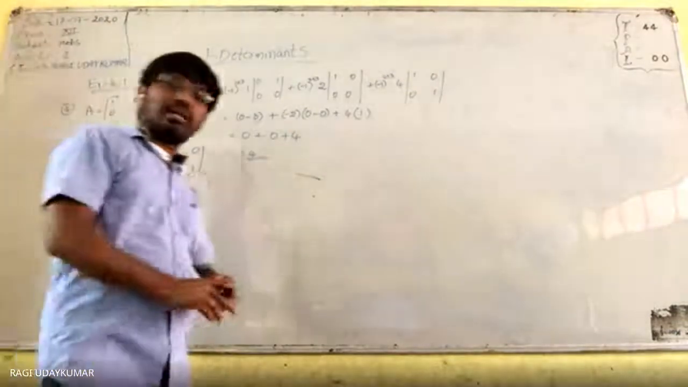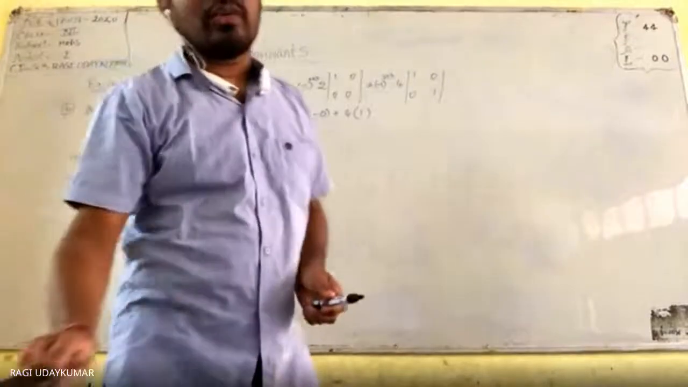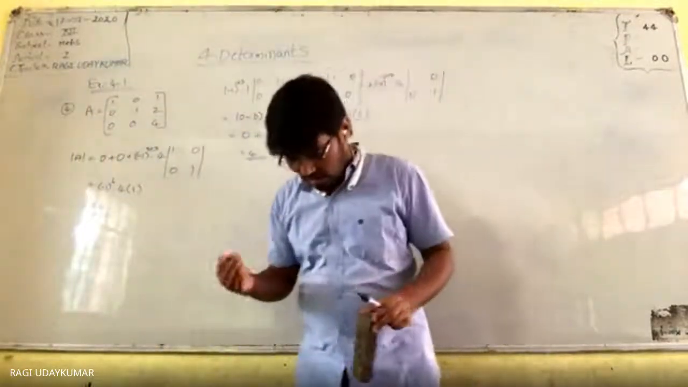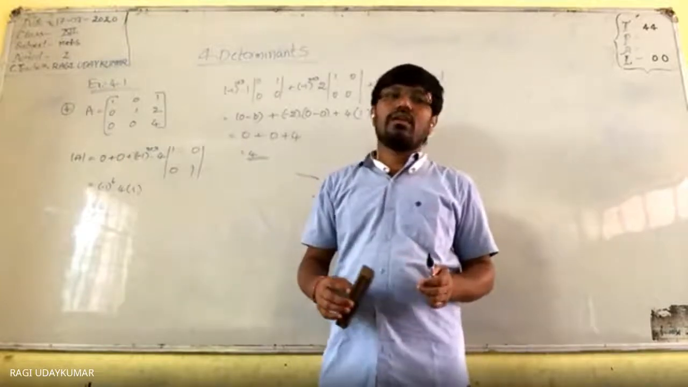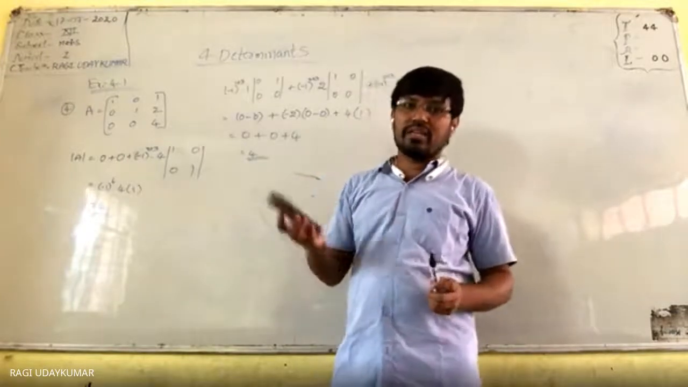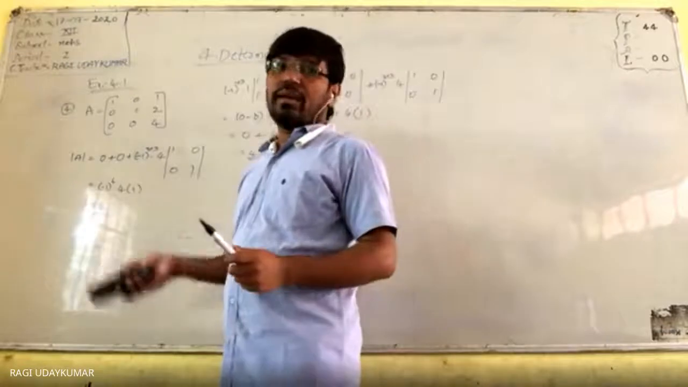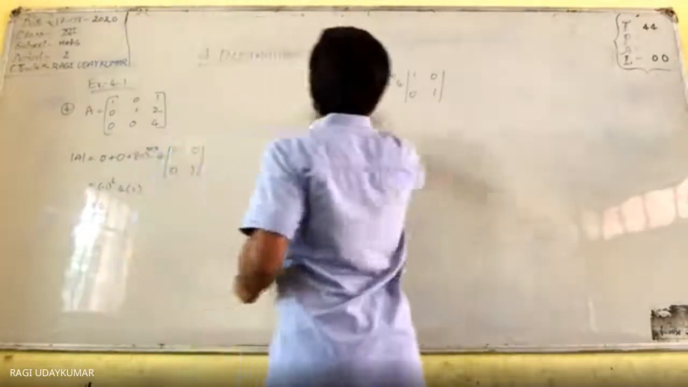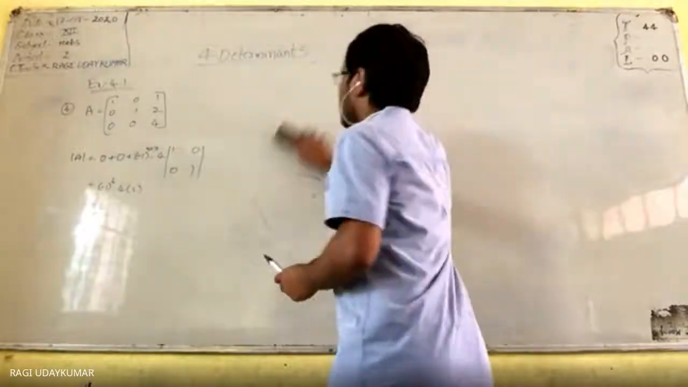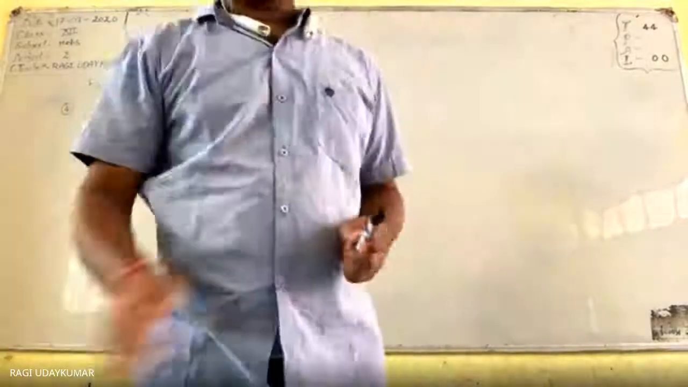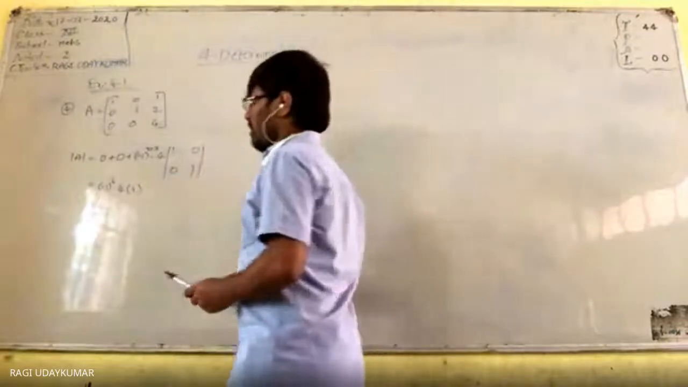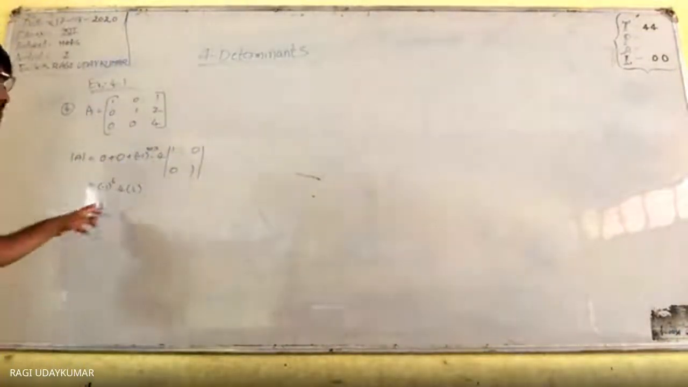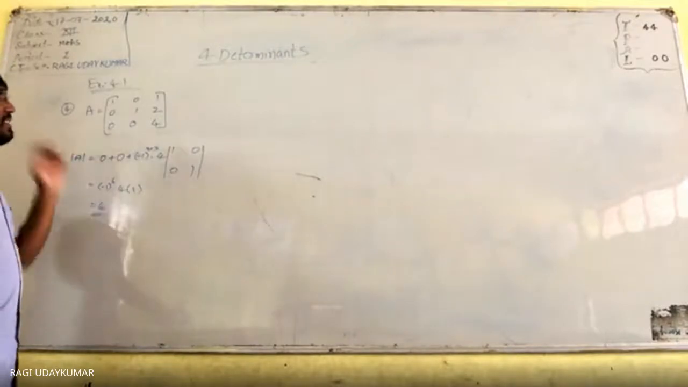Determinant is 4. Whatever row you choose, whatever column you choose, if you expand along that row or particular column, you will get the determinant of that matrix as the same value. But in this question, what is it asking you? It is asking you to prove that determinant of 3A is equal to 27 into determinant of A. So determinant of 3A, A is this one.